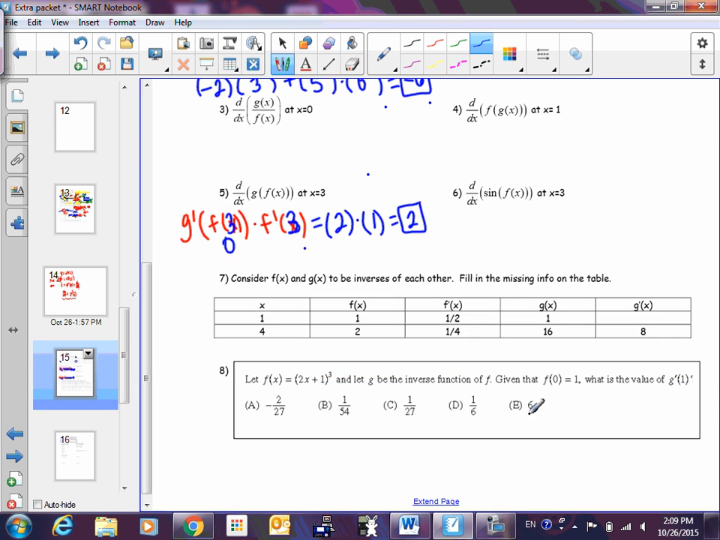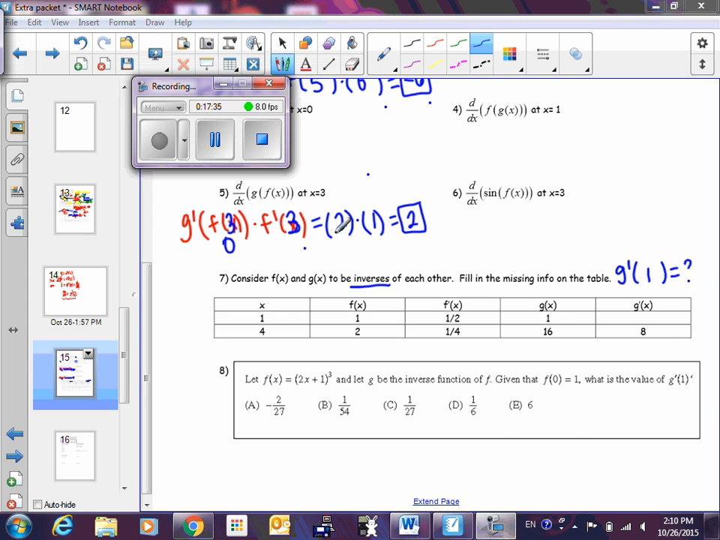The only other thing I'm going to tell you about is some people got confused on number 7 as to what this was really asking you. It says, consider f and g to be inverses. So that's the new thing. It says, fill in the missing info. The only information that's missing is right here. So they're asking you to find g prime of what? Of 1. And you're going to then need to use the table and the formula from the back. So you have a couple of inverse problems. This is an old AP test question.